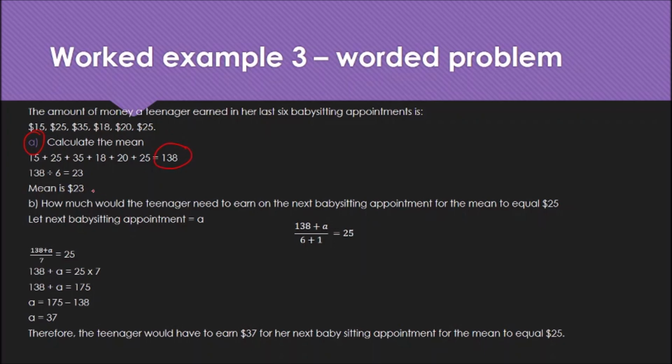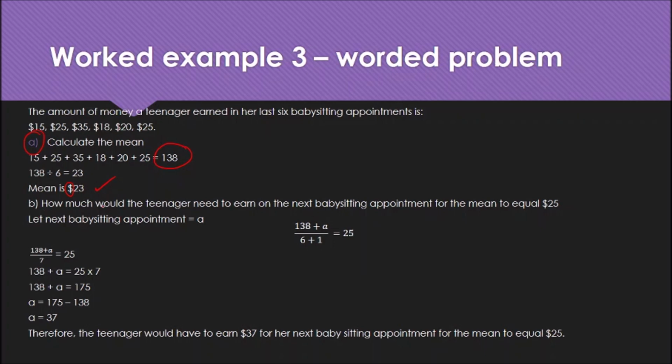It's 138. Now you don't have to put the dollar sign there. Remembering this is working out, it's more so that your final answer needs to have dollars. So once you've got 138, you need to divide the 138 by 6 because there's 6 numbers. So 1, 2, 3, 4, 5, 6, and you'll get 23. Now that's not necessarily the right answer because you actually need to include the dollar sign. So you write mean is $23 to get your mark. Okay, now if it was 23 cars, 23 cards, 23 kites, that's what you have to write.